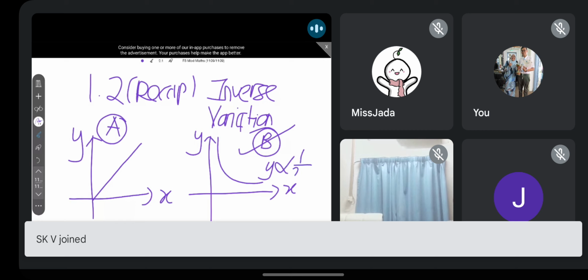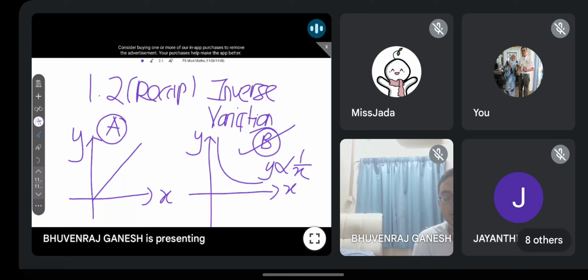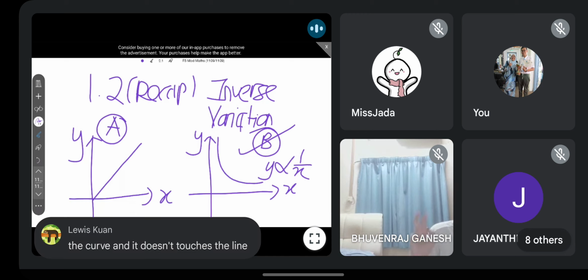Y berkadar songsang dengan X. Y varies inversely as X. Okay, this is how we read it. Cara kita sebut. Y berkadar songsang dengan X. Y varies inversely as X.